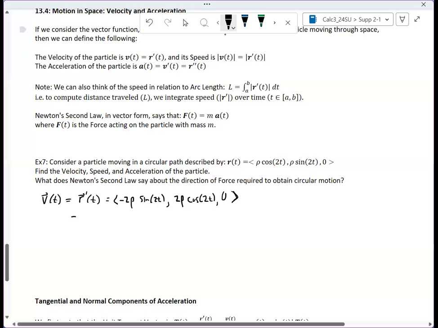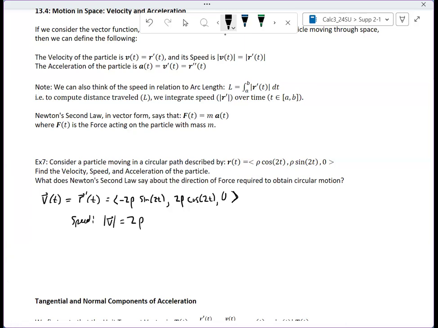So what is the speed of our particle? It's the length of v, or in this case, it's going to be 2 rho. That kind of makes sense. If I have a circle with a bigger radius, I'm parameterizing that circle basically according to angle. So if I'm covering a constant angle per unit time, on a circle with a bigger radius I have to travel faster to make up that ground.